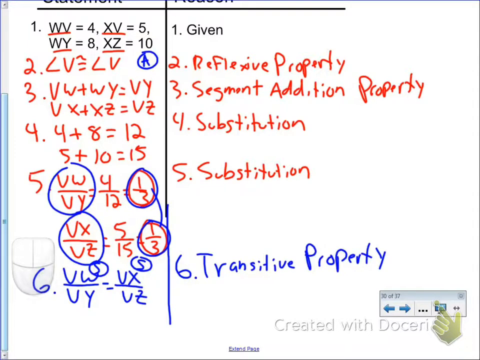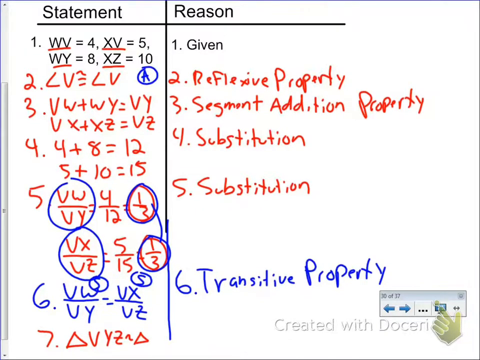So the last thing I'm going to do here is say the triangle VYZ is similar to triangle VWX, and my reason is going to be side, angle, side. Now this is one way to do it. This is a proof. It's a little bit of a longer proof, as you can tell. But this is being thorough and going through and making sure we're showing everything.